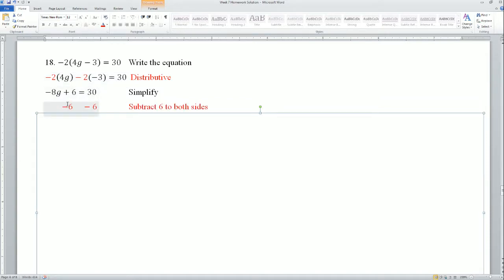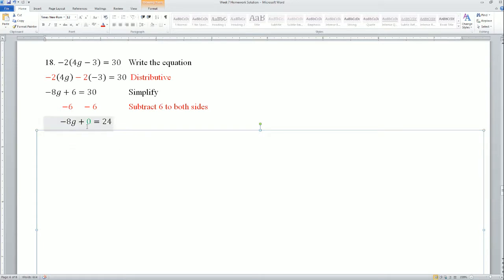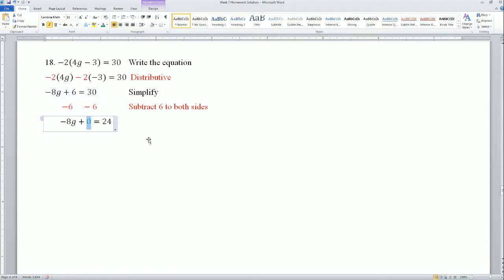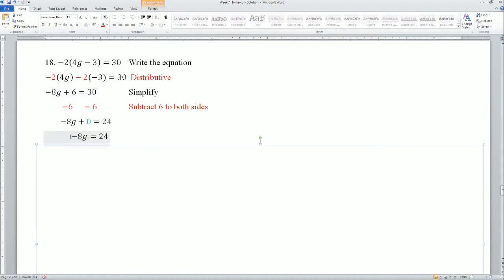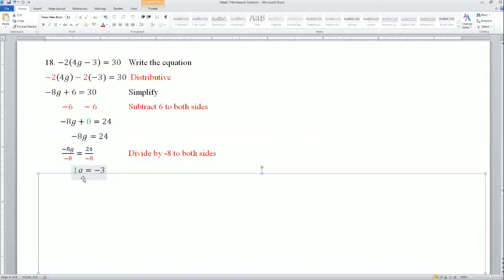In that process, subtract 6 from both sides because you're trying to get rid of the outermost thing. What are you left with? Negative 8g plus 0 equals 24. That 0 comes from your plus 6 minus 6. Now you have negative 8g equals 24. You're trying to get rid of that multiply by negative 8, so you're going to divide by negative 8 on both sides.